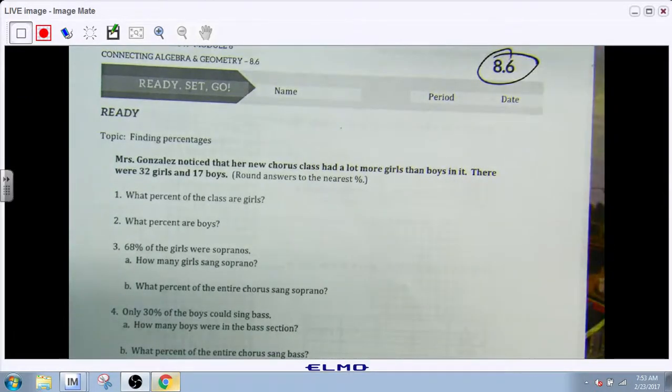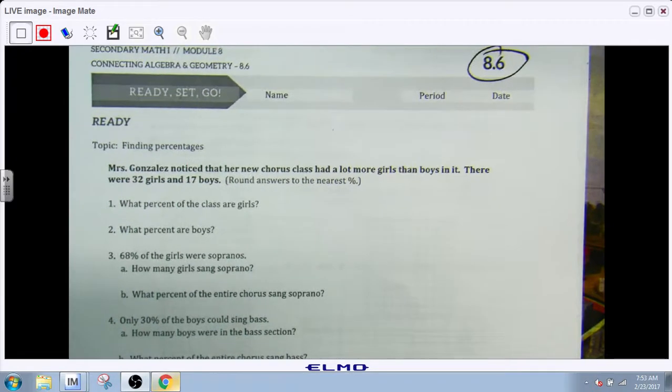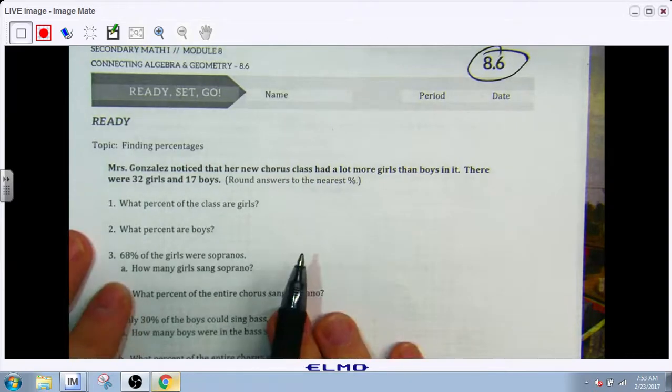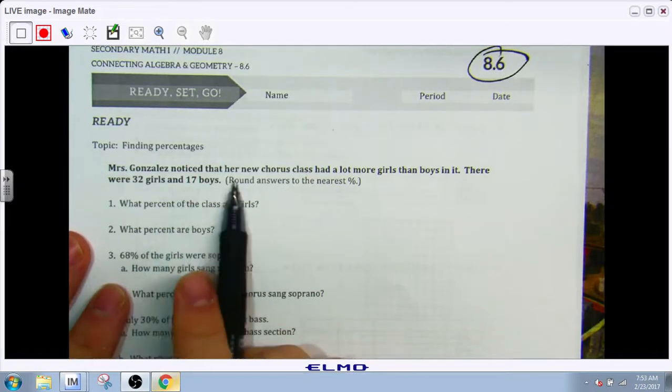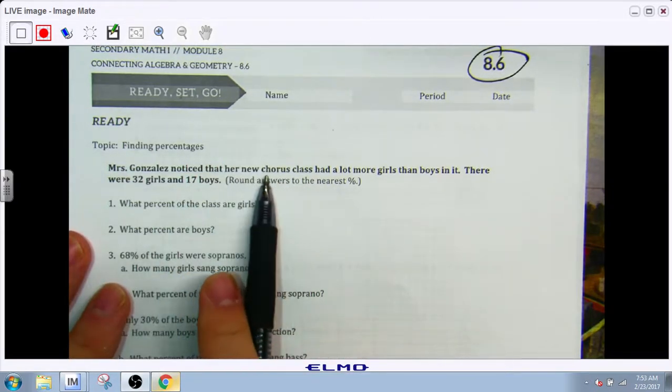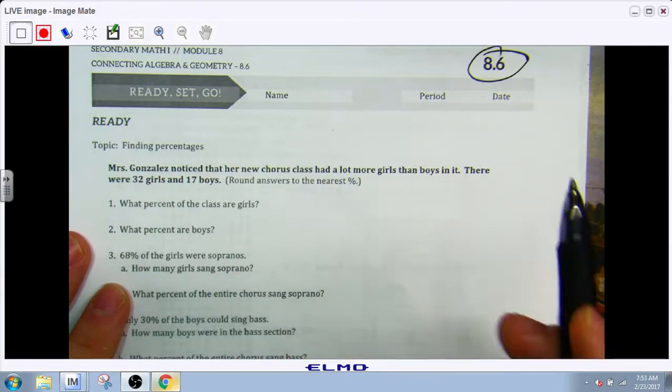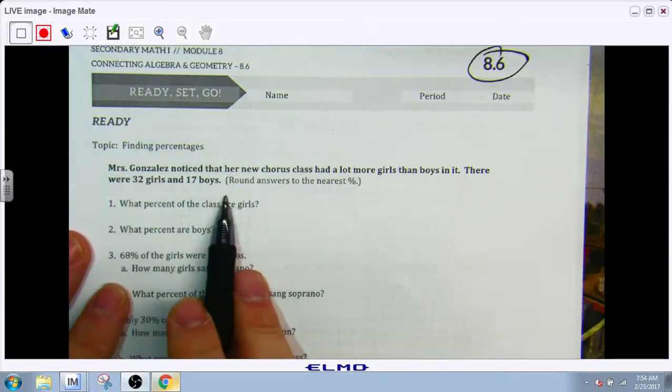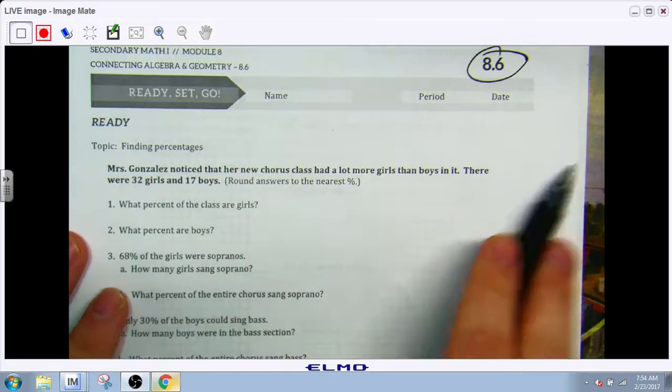The first thing that we're going to start with today is finding percentages, and there's a cute little trick that I'm going to show you in a minute, but we'll go ahead and just do it the hard way. So we know that Mrs. Gonzalez knows that her new chorus class had a lot more girls than boys in it. There were 32 girls and 17 boys. And then it's asked what percentage of the class are girls.